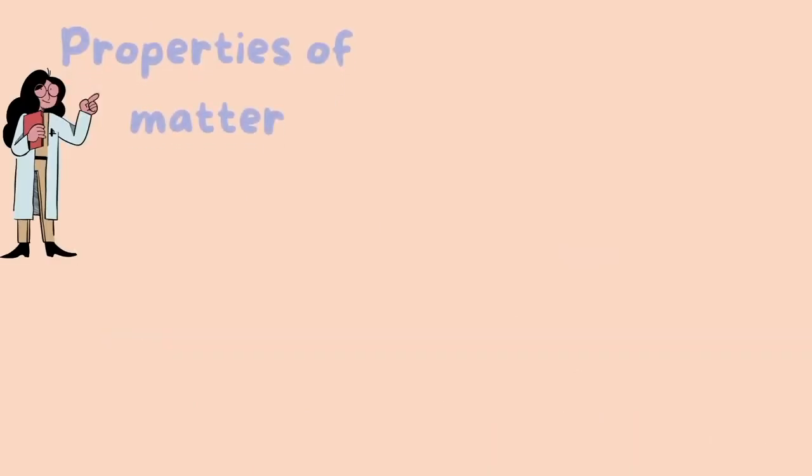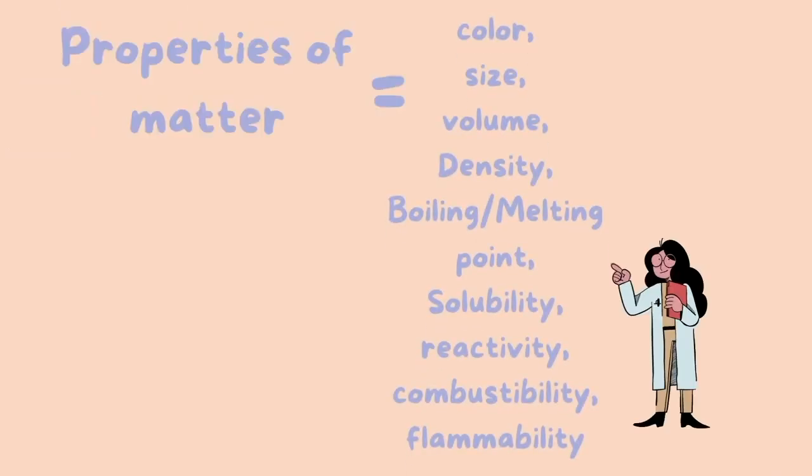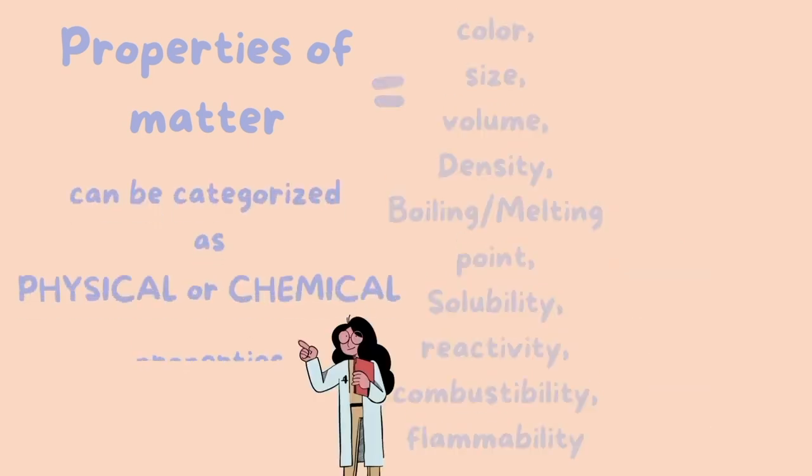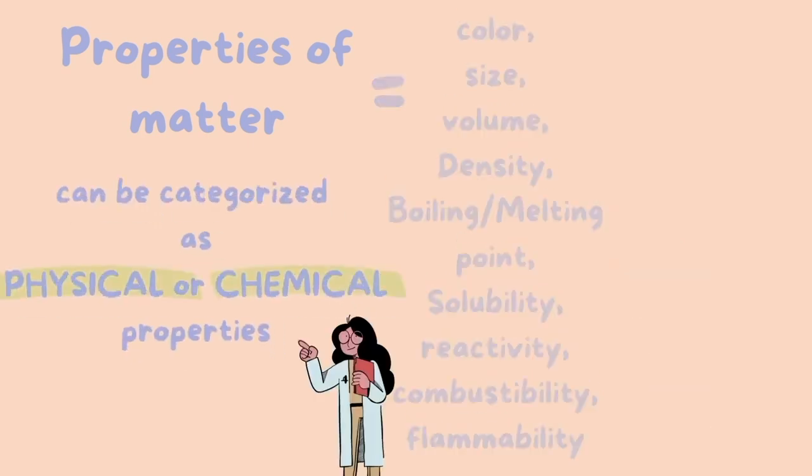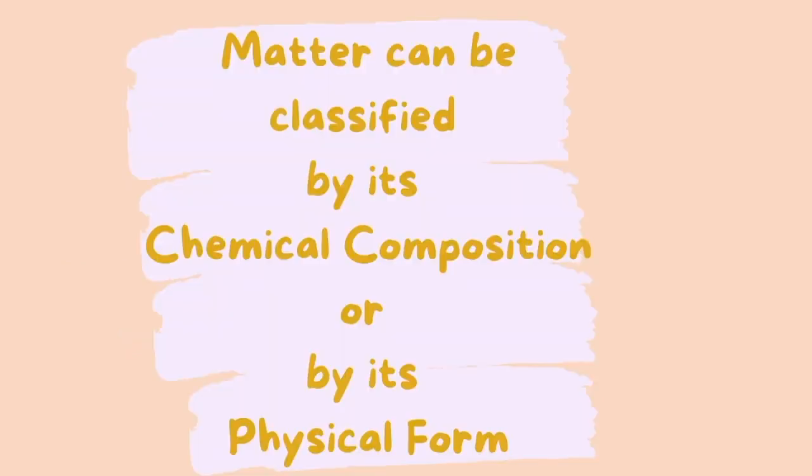There are properties of matter that you should be familiar with, and properties just means characteristics. So these characteristics of matter are color, size, volume, density, boiling and melting point, solubility, reactivity, combustibility, flammability, and there really are more, but you get the point. These can all be categorized as either a physical or chemical property, which we will be discussing later.